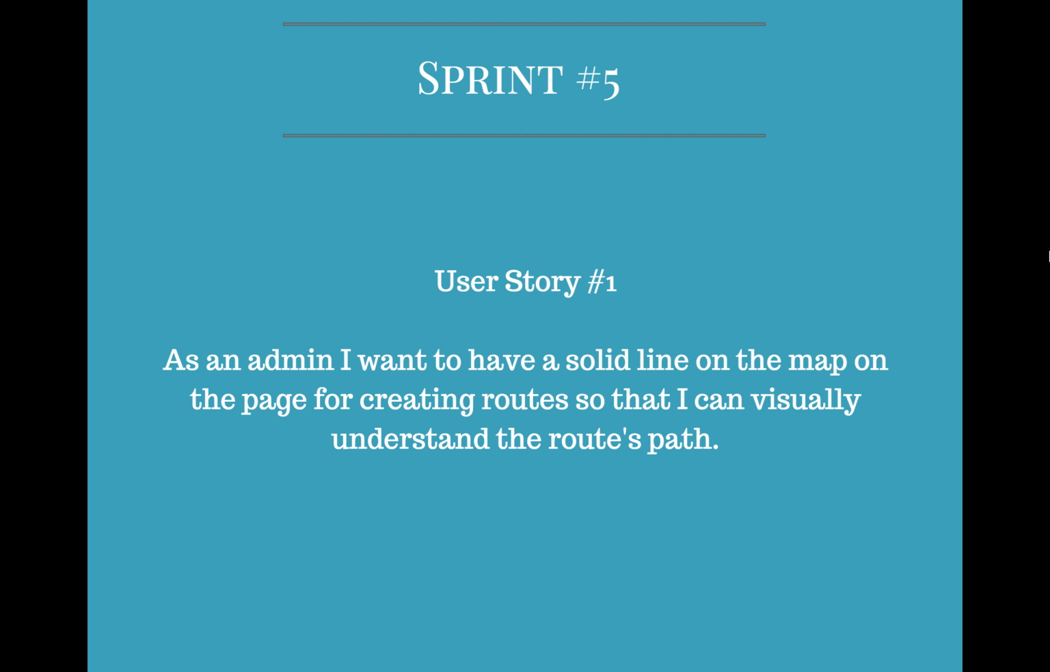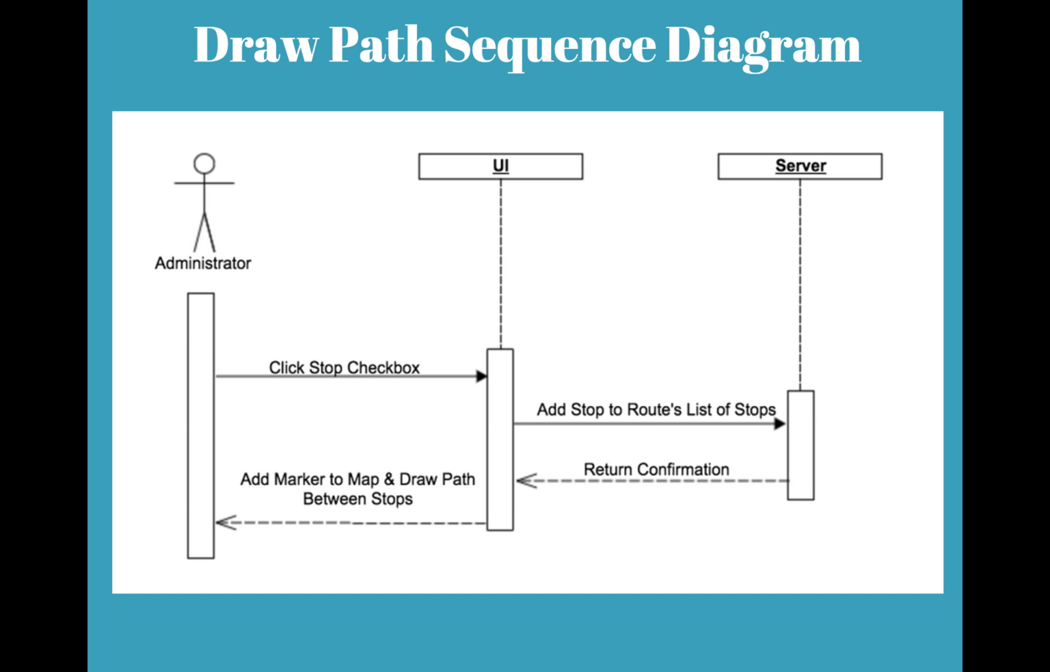For Sprint 5, my first user story was as an admin, I want to have a solid line on the map on the page for creating routes so that I can visually understand the route's path. Here's another sequence diagram. We have the administrator. They click the stop checkbox.